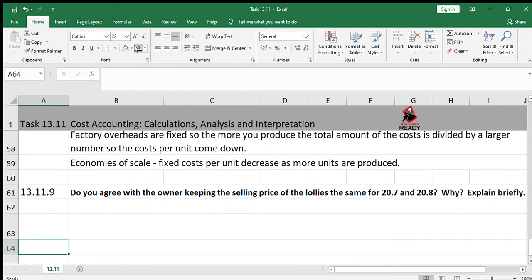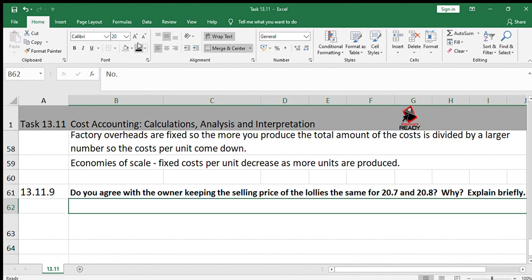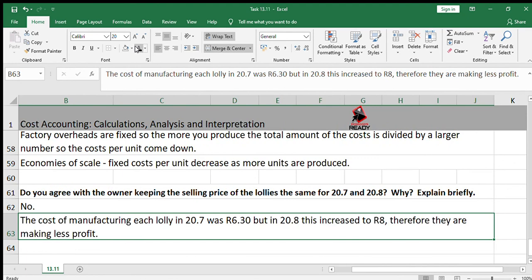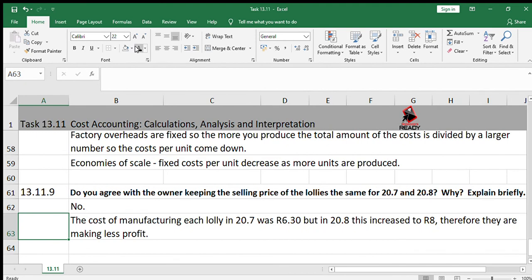Okay, 13.11.9. Do you agree with the owner keeping the selling price of the lollies the same for 20.7 and 20.8? Why? Explain briefly. Remember with this, you can either say yes, you do agree, or you can say that you don't agree. Either way, you must justify your answer. So if you say no, you can say the cost of manufacturing each lolly in 20.7 was 6 Rand 30. But in 20.8, it increased to 8 Rand. Therefore, they are making less profit.